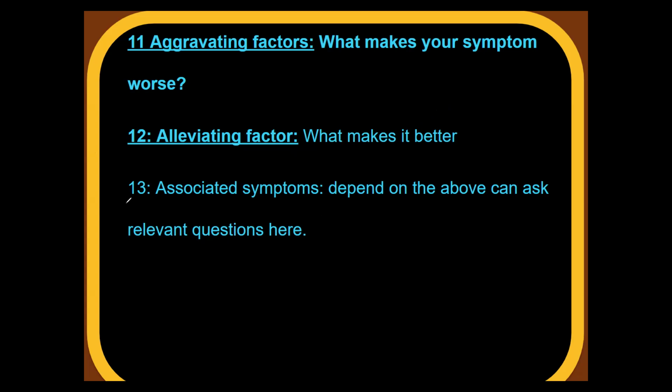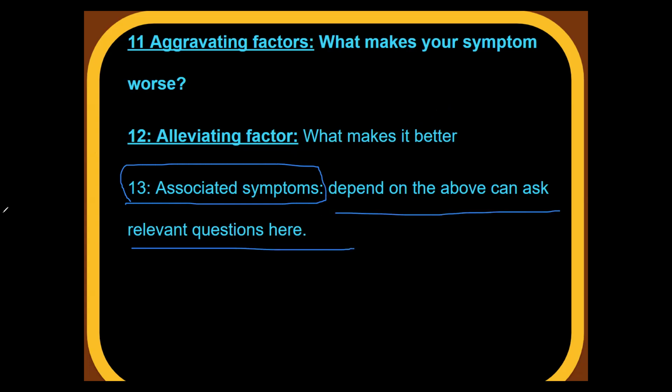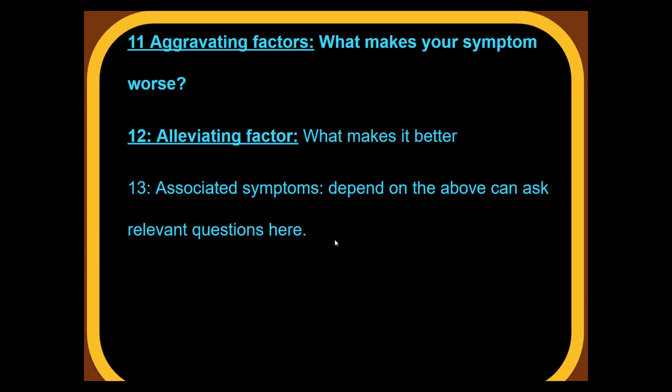Finally, the last A of the structure is associated symptoms. Depending on the above, you can ask relevant questions here. I want you to make sure that you are covering important things. If someone has chest pain, I would ask relevant questions like feeling lightheaded, feeling dizzy, diaphoresis, and palpitations that could be associated with MI. Cover red flag symptoms here and associated symptoms that are going to point towards a specific diagnosis.